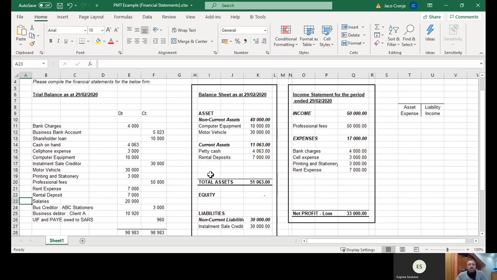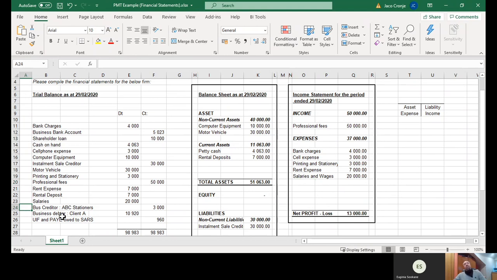Right, then we get to salaries. Salaries has got a debit balance, so it means it's either an asset or an expense. So when my staff do work for me and I pay them on the 25th of the month, will they give the money back to me? Definitely not. So salaries and wages will be an expense of 20,000 rand.